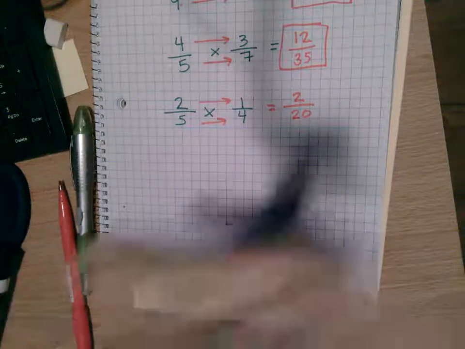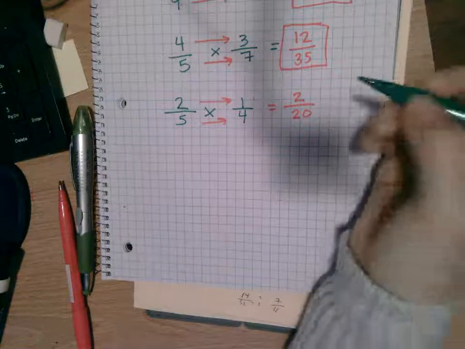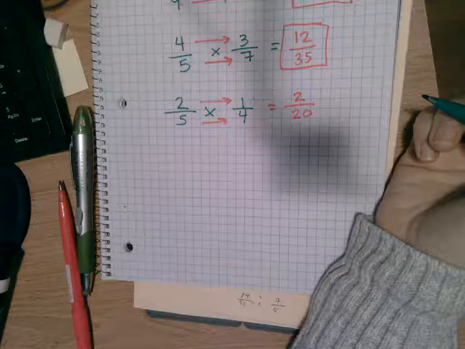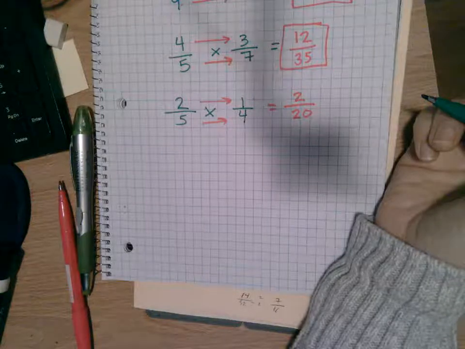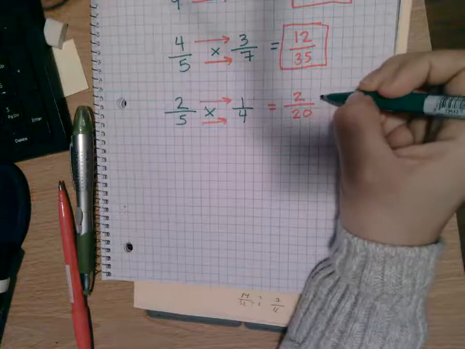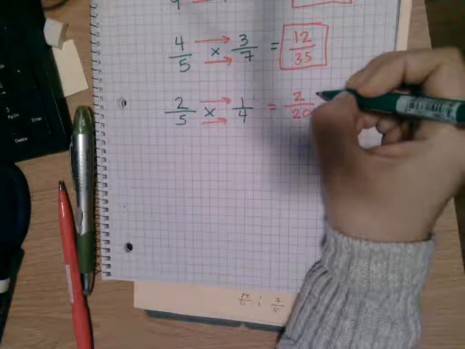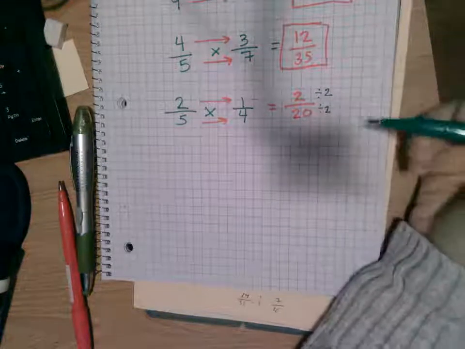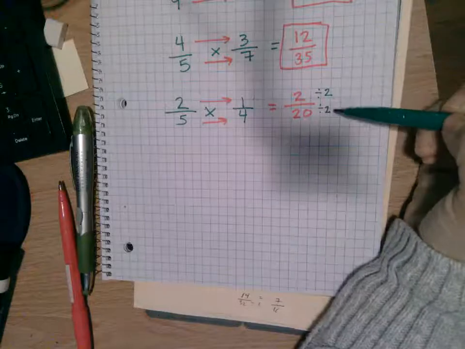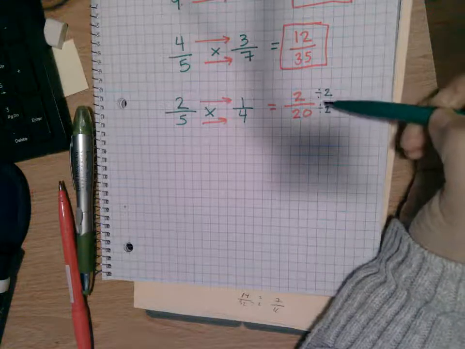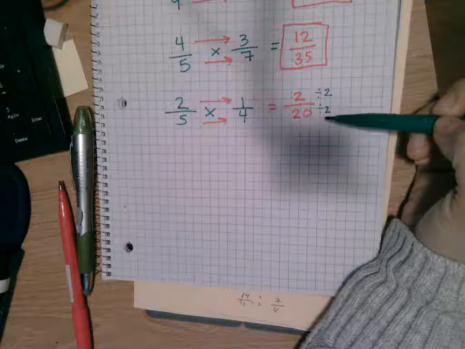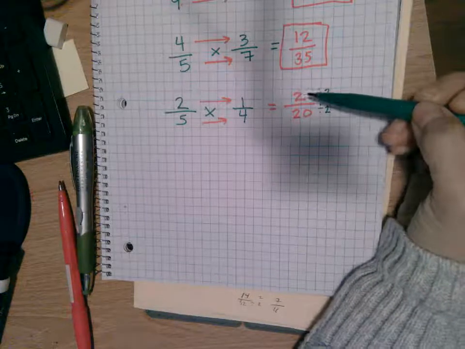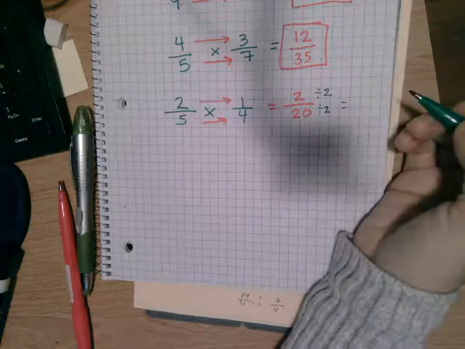All right, so I can simplify this. What can I divide 2 and 20 by? 2. I can divide by 2. I can't divide by 10. I can only divide by 2. So I'm going to tell myself and everybody in the class that I'm going to divide the top and the bottom by 2. That's the magical number. It can never be bigger than any of these numbers. So 2 is the biggest number I can use.